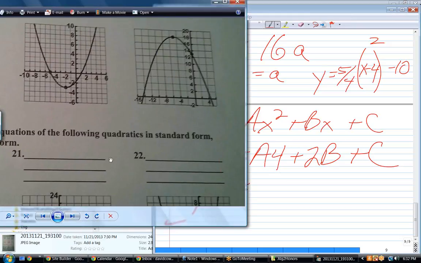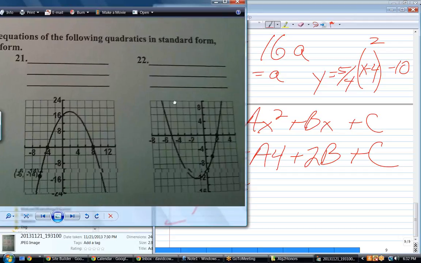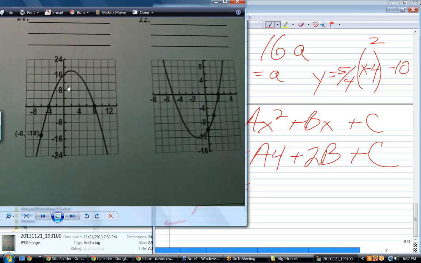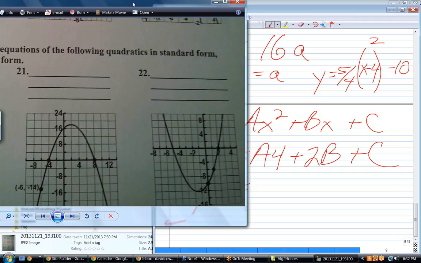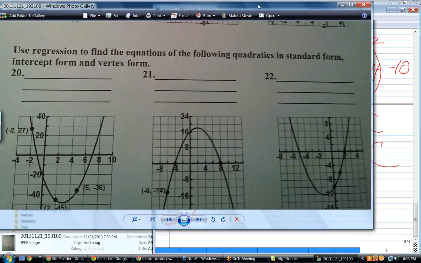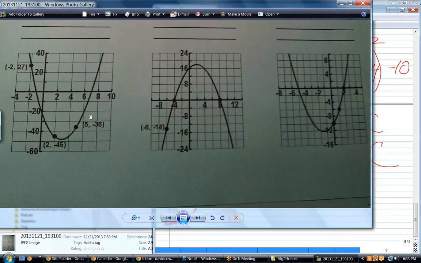Now, they do have one down here, it must be on the next page. Oh no, I think it is on this. Yeah, use regression to solve this one right here. Notice they give us 3 points. They don't give us the x-intercepts. They don't give us the vertex. They just give us 3 randomly looking points on the curve. They want us to solve it by regression.